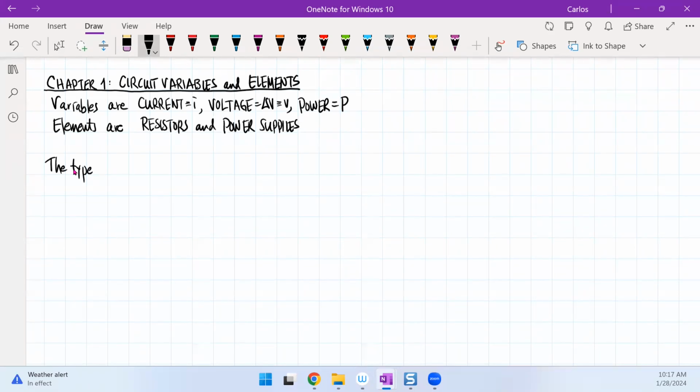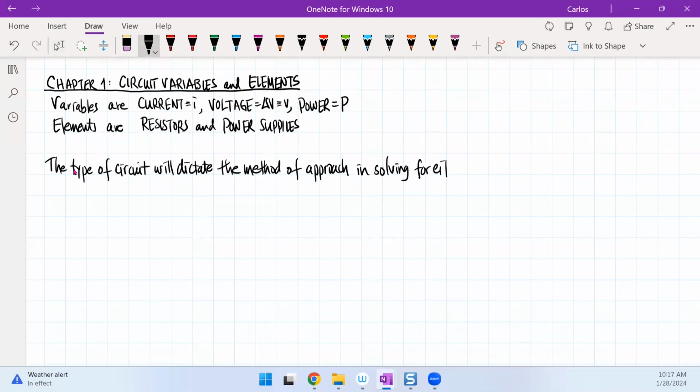The type of circuit will dictate the method of approach in solving for either the current or voltage. It depends on two factors.